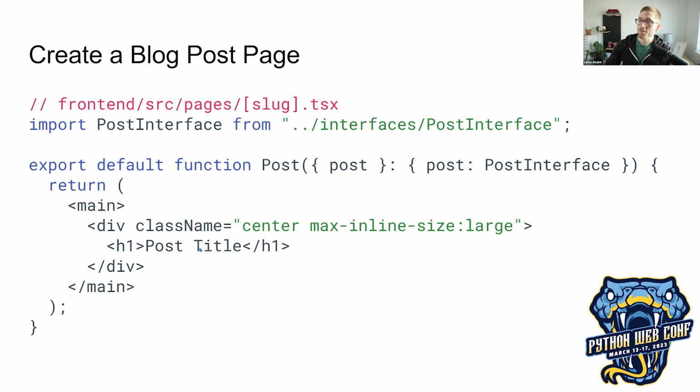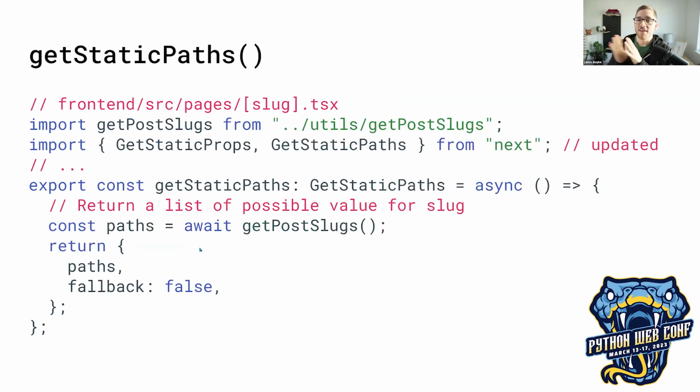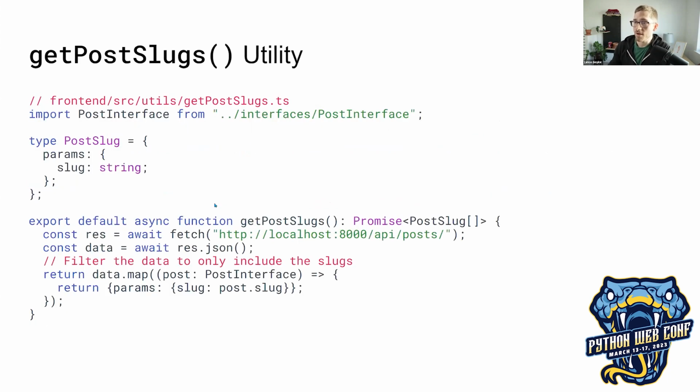And then I can render my post title. Now, the thing that I really wanted to point out here is if I'm going to create a static blog with Next.js, I need to define where all the URLs are coming from. So we're going to make this utility function, getPostSlugs. It's going to return a list of slugs in this particular format that Next.js wants. So a post slug should look something like this, params slug string. And right here, we're just going to fetch our API at the posts. So this is the list of all of our posts. And then we're going to filter all of that data down so that we just have the slugs.